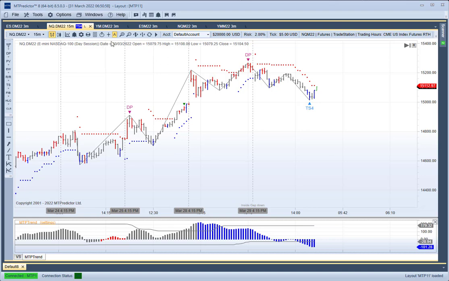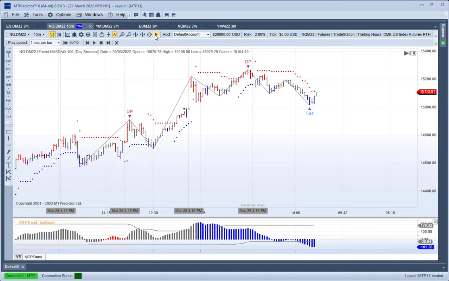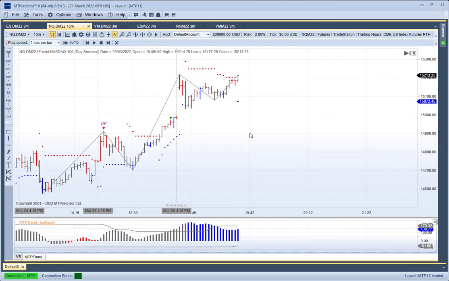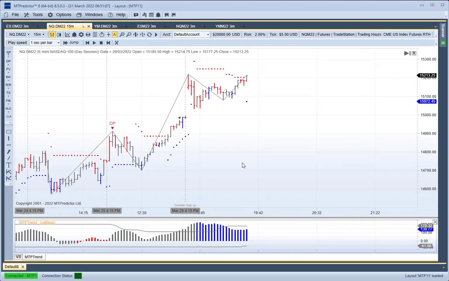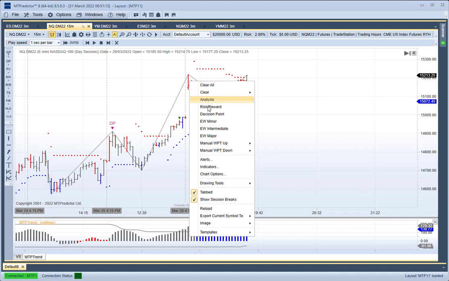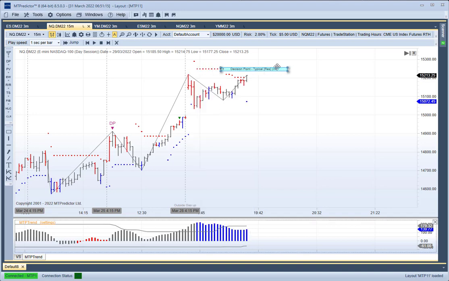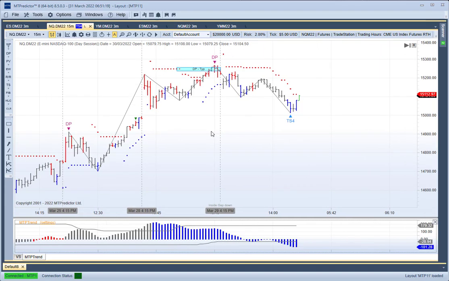I just want to use our training mode, our bar replay, and I want to jump back to before yesterday even opened. What we do is place our DPs on our chart on our higher time frame. So here was a previous high. We right mouse click, we do decision point. Can you see how that was on the chart in advance? If I turn training mode off, can you see what happened?